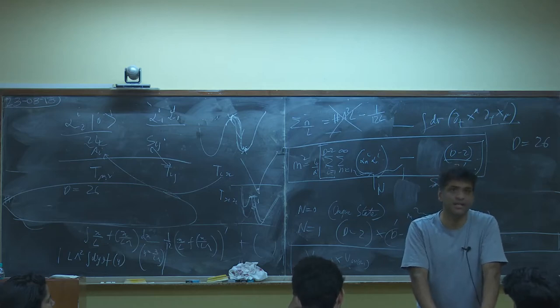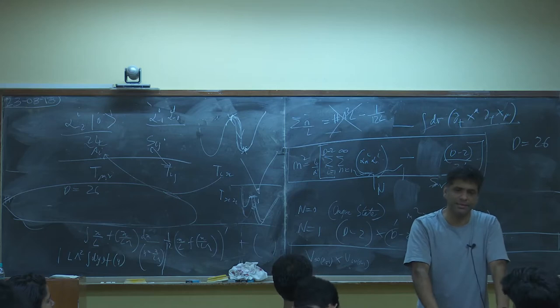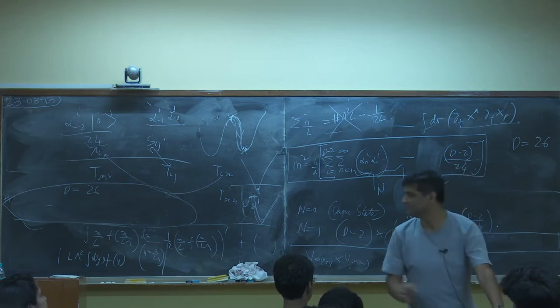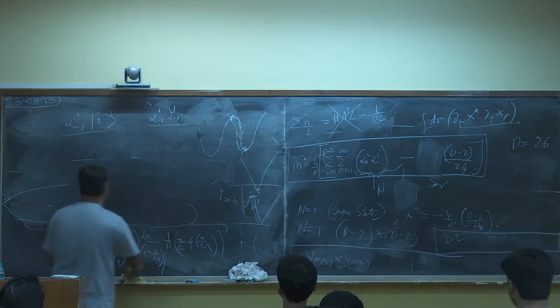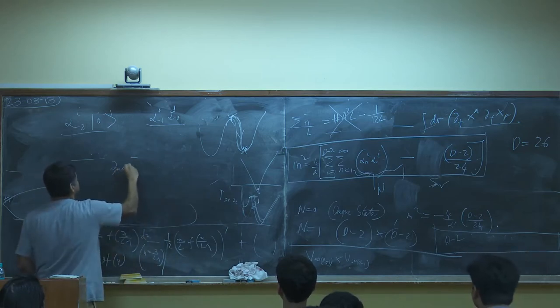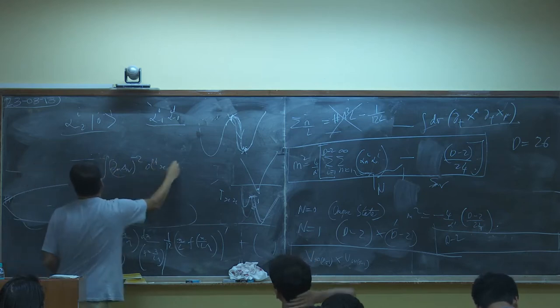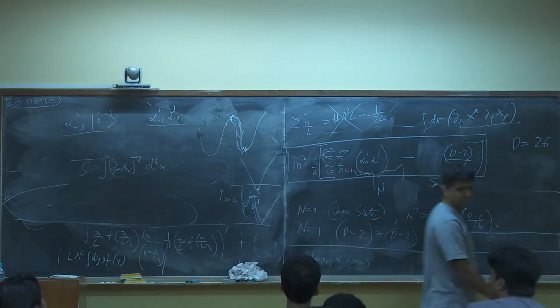Okay, so suppose I take not Maxwell Lagrangian, but d mu a nu whole thing square. This is my Lagrangian. Why do we start with such a complicated action like Maxwell? Why not this?